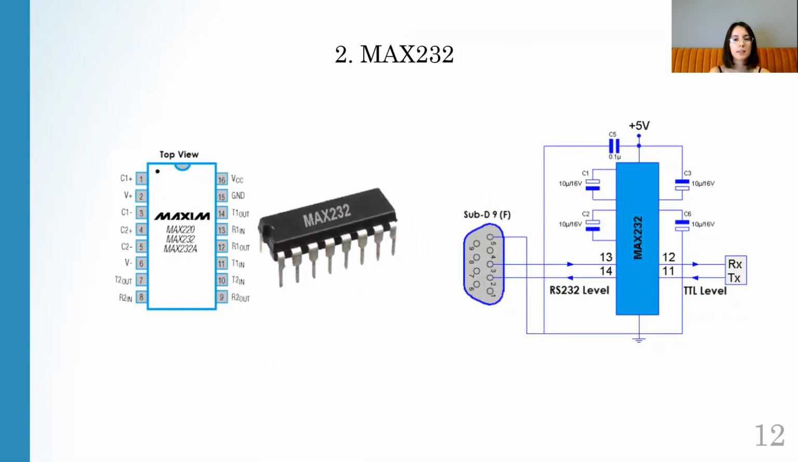MAX232 is an integrated circuit embedded in a single chip, and it's acting as a voltage level converter. It's widely used in RS-232 communication systems. In these systems, conversion of voltage level is required to make TTL devices to be compatible with PC serial port and vice versa.